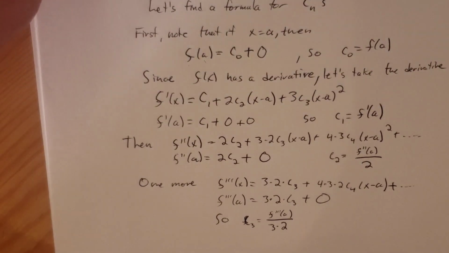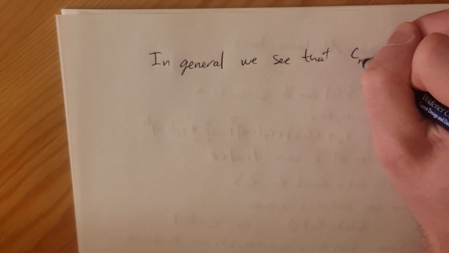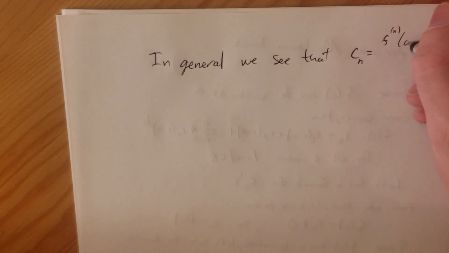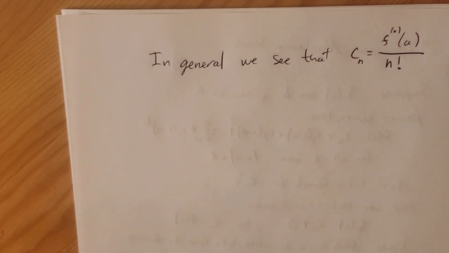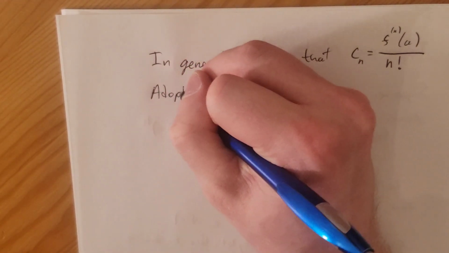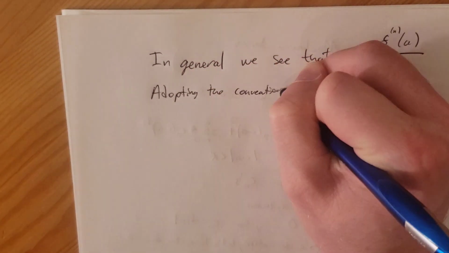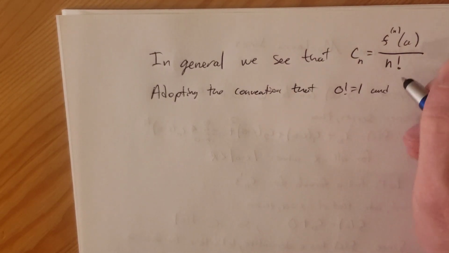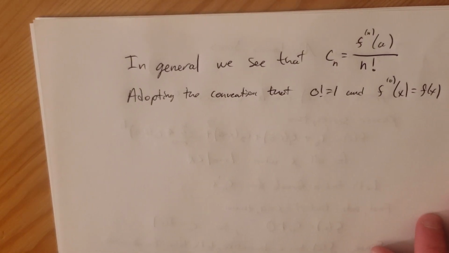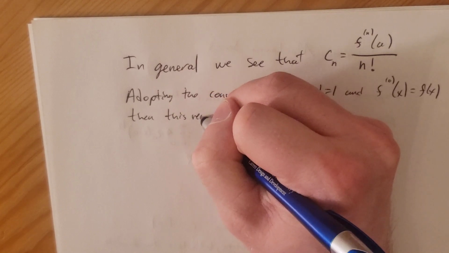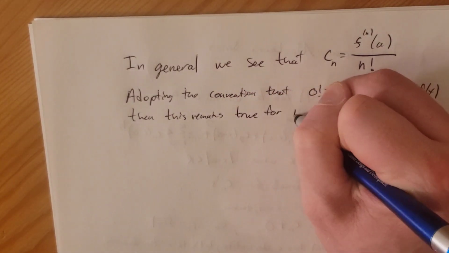Well, hopefully we can see a pattern now. Because that pattern, it turns out, is the following. In general, we see that c sub n is the nth derivative of f evaluated at a divided by n factorial. All right, and if we adopt the convention that 0 factorial is 1 and the 0th derivative of f is just the original function, if we adopt both of those conventions, then this remains true for n equal to 0, so for c naught.